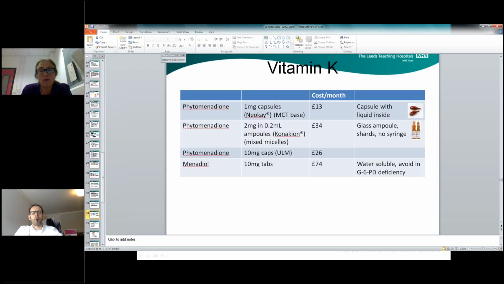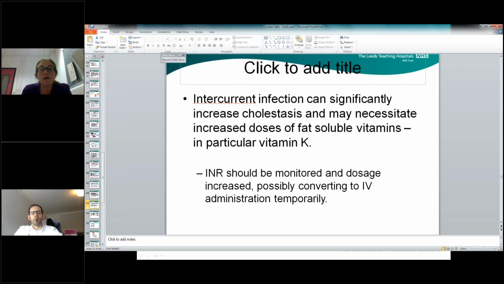So the main thing about those vitamins is that with any intercurrent infection, you invariably need to give extra doses, particularly of vitamin K. So it may be that you're seeing a cholestatic child who comes in with an infection, needs antibiotics, and if you check their INR, it may be 2, 2.5, and just 1 or 2 doses of IV vitamin K will be enough to correct that. So when you get those sorts of patients admitted, please just check their INRs and give IV vitamin K.